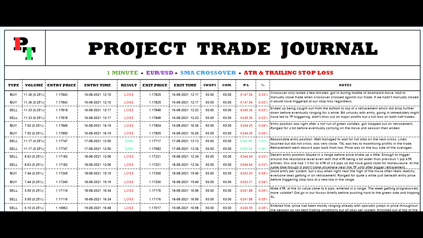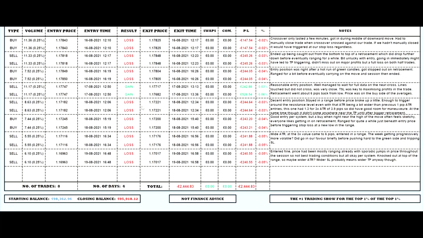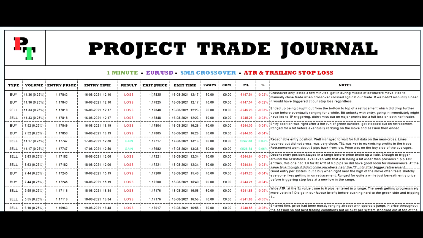Here it is then, our final journal for the strategy with that trade added onto the bottom there. Another loss. We do see a lot of red on this chart. Pretty abysmal performance from the 50/200 moving average crossover.